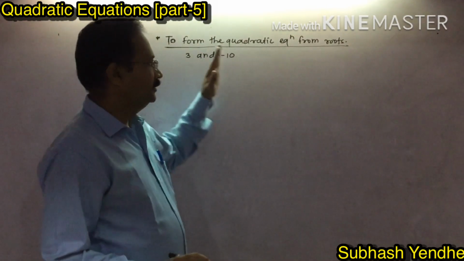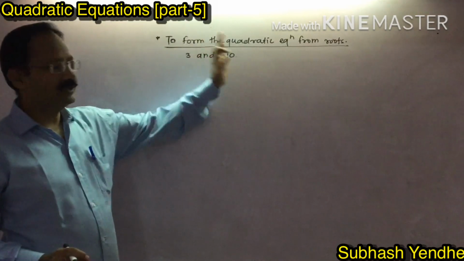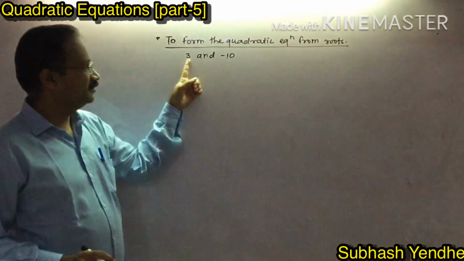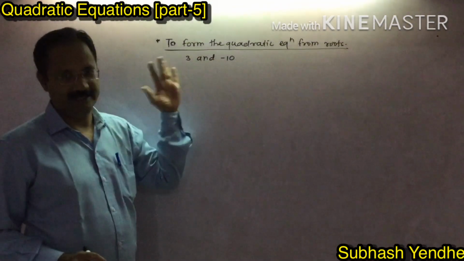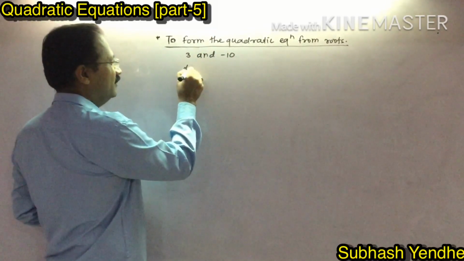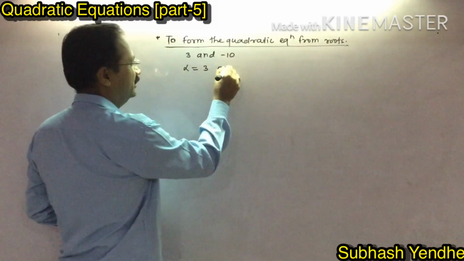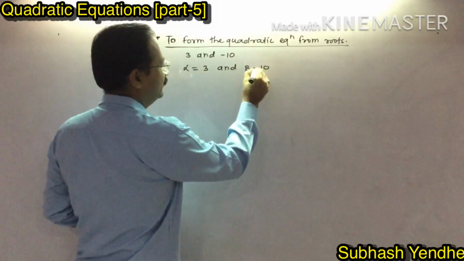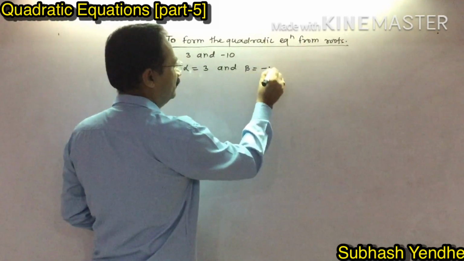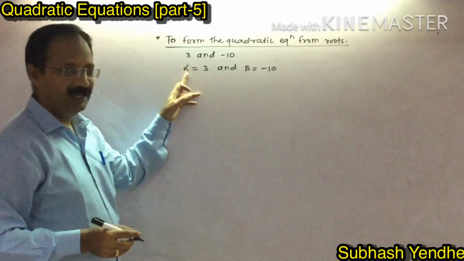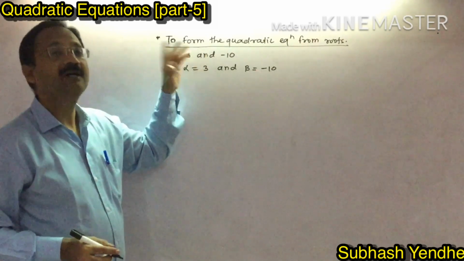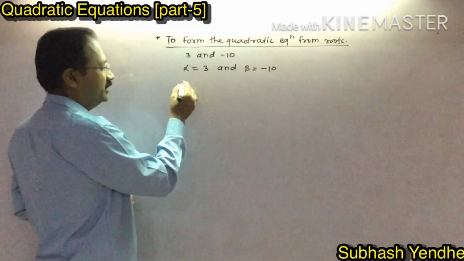Let's start the third part, to form the quadratic equation from the given roots. So which are the roots? 3 and minus 10. So these are the roots of the given equation. It means alpha is equal to 3 and beta equals minus 10. So these are the values of alpha and beta. The first one is alpha and the second one is beta. From this we have to form a quadratic equation.